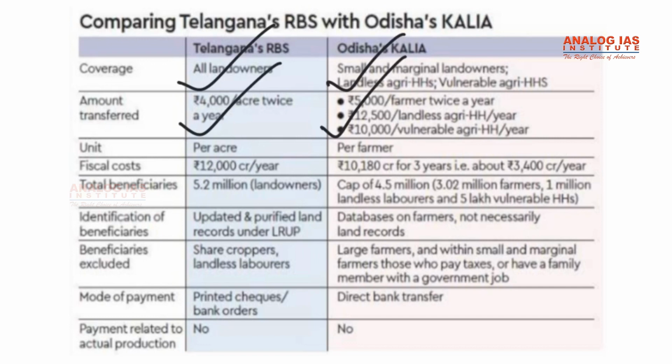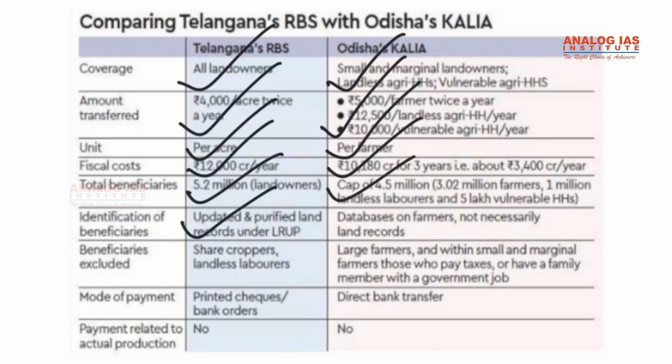The basic unit under RBS is acre, that is the amount is calculated per acre, and in Kalia it is per farmer. Coming to the allocation, it's 12,000 crore per year for RBS and it is almost 3,400 crore per year for Kalia. Total beneficiaries under RBS is 5.2 million landowners and under Kalia it is 4.5 million. Identification of beneficiaries under RBS is done based on the purified land records, and in Kalia it's based on databases on farmers and not land records.